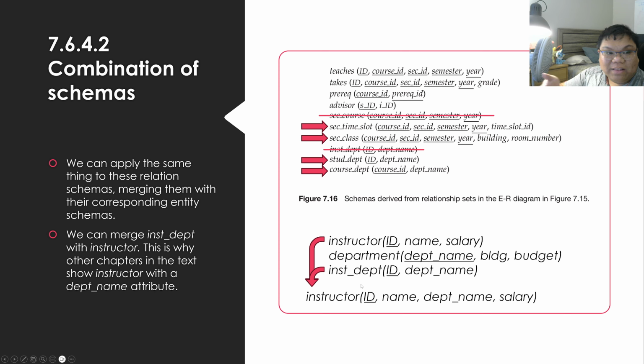It's a little bit screwy, but this is just the nature of making an ER diagram. So we combine instructor and instructor department into one relation, instructor. We add department name as another attribute for instructor. The ID, that is the primary key, stays the primary key.